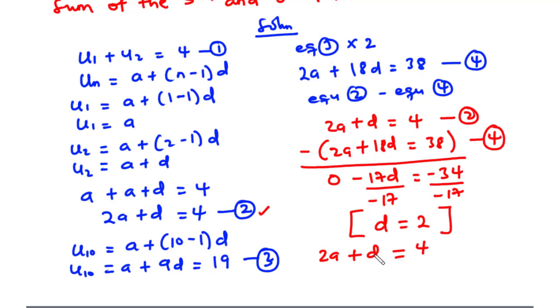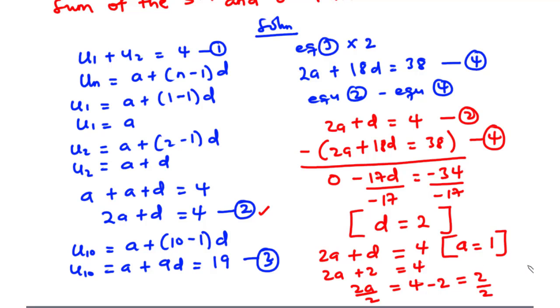Now we know the value of d to be 2. So we have 2a plus 2 equals 4. So we are going to transpose 2 to the right hand side. So we have 2a equals 4 minus 2, which is equal to 2. So we divide through by 2, and then we have the value of a to be 1. So the first term, that is a, is 1.